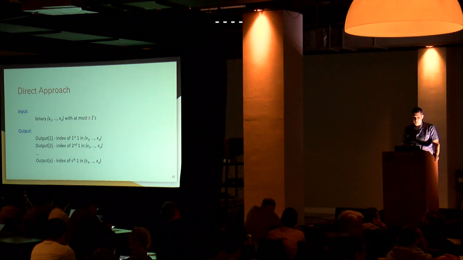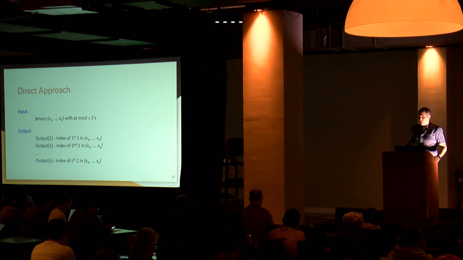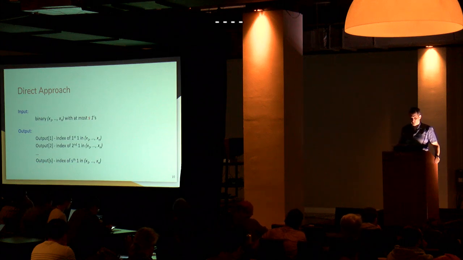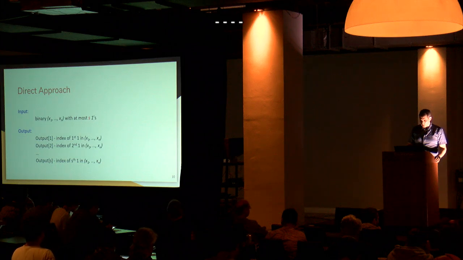So here the input is going to be a binary x1 to xn after we have applied is-match. And we know that there are at most s ones. So the output is going to be s numbers, let's say a vector of dimension s, where the first slot in the vector is going to indicate the index of the first one in x, the second slot is going to indicate the index of the second one, et cetera. Each of these slots is going to be given by a different polynomial.